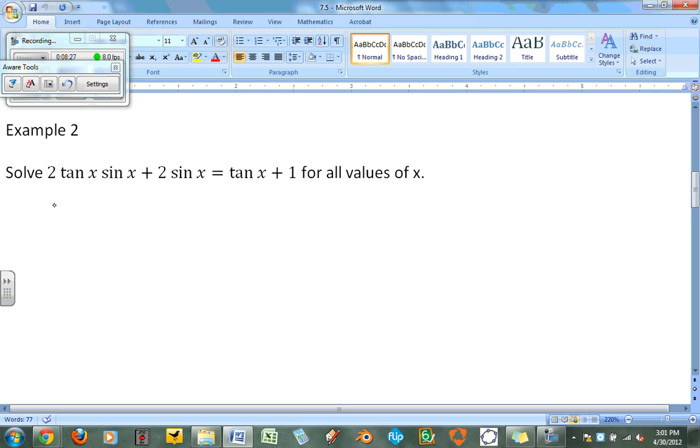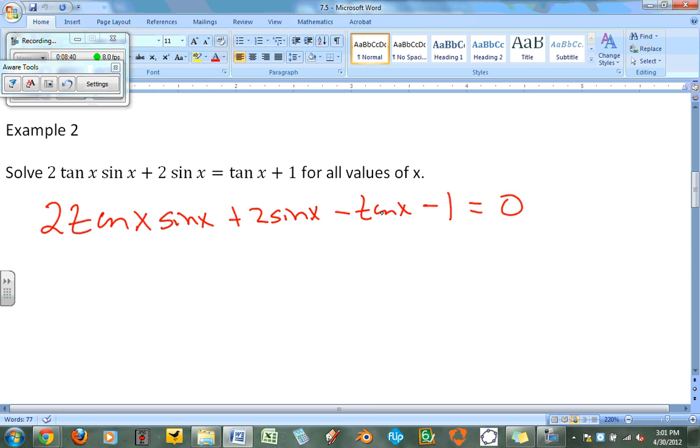We want to have it set equal to 0. So I have 2 tangent x times sine x plus 2 sine x minus tangent x minus 1. And all I did was bring this over here. Well, we said it earlier, when we have 4 different terms, I have a tangent x sine x, that's a different term than just sine x, and it's also a different term than just tangent x, and so forth. I have 4 different terms, so why don't we group these guys and see what happens.